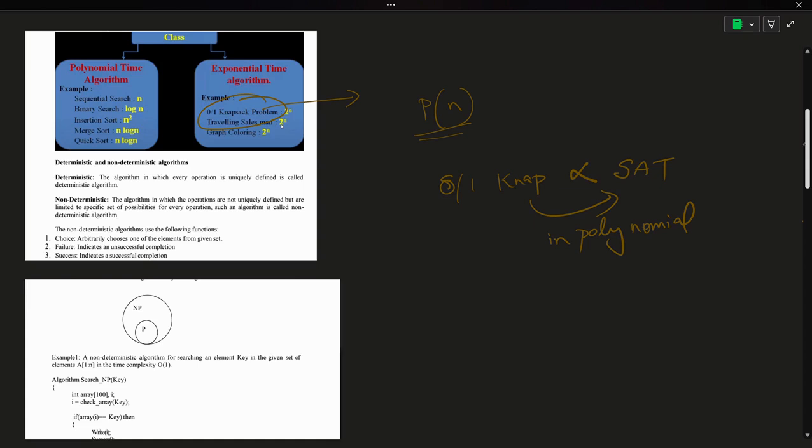If somehow I was able to convert this 0-1 knapsack problem into the satisfiability problem in polynomial time, then I'll be saying that if the satisfiability problem is solved in polynomial time, then the 0-1 knapsack problem can also be solved in polynomial time. You may get confused, but let's understand it in detail.